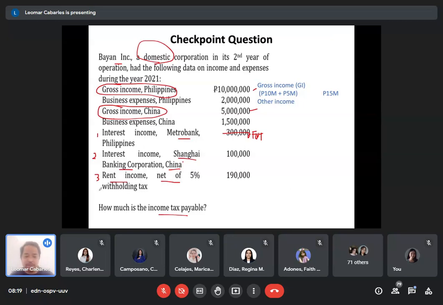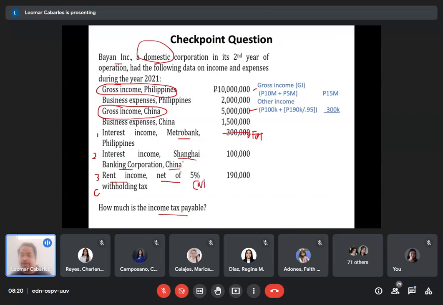Itong withholding na to, hindi pa to final. This is just creditable. So kung hindi yan final at creditable pa yan, itong 5% na to, idadagdag mo siya pabalik dito sa 190. So therefore, itong 190 is 95% lang. So you gross it up. No? So therefore, yung other income mo, if you get the total, is 300,000. So yung 5% creditable lang yan, hindi pa yan final. No? This is creditable withholding tax.